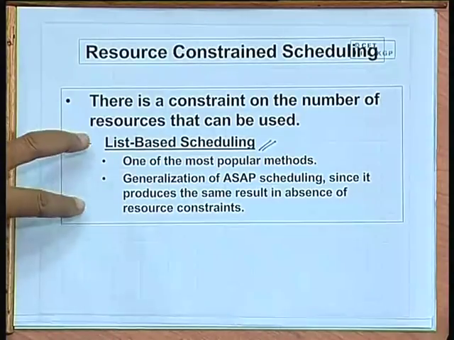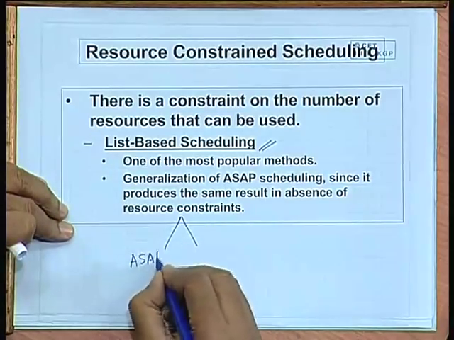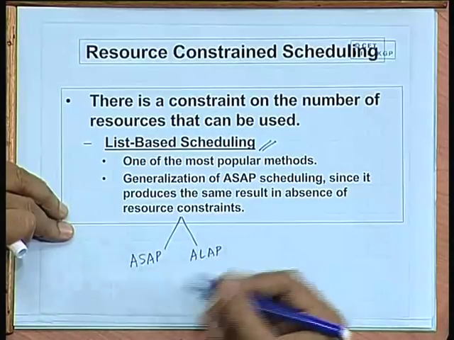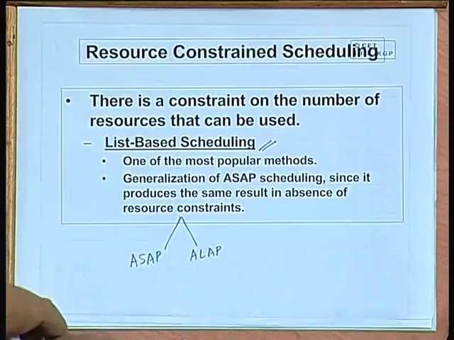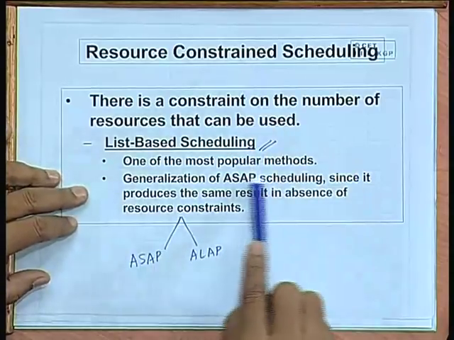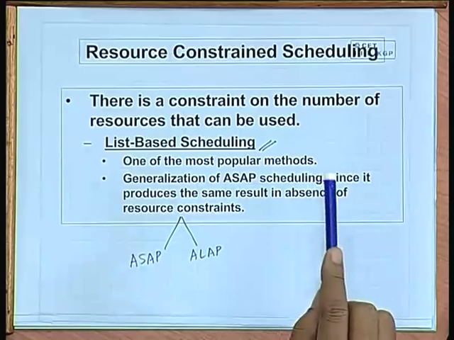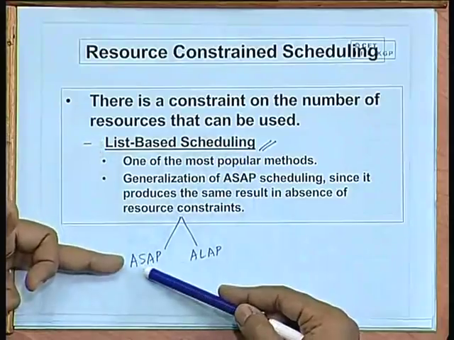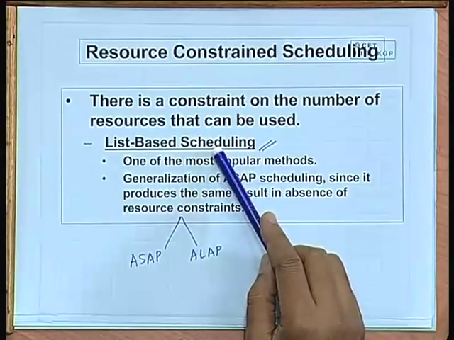Now, in this list based scheduling algorithm, you use the ASAP and the ALAP schedules for obtaining some information, and using that information you try to get the final schedule. In a way, this method is similar to ASAP, because you try to allocate a computation to a time step as early as possible subject to the constraints. Without violating the constraints, you allocate them as early as possible. So if there is no resource constraint, then list based scheduling will be the same as ASAP. First let us see what this method actually involves, then we will take an example to illustrate.